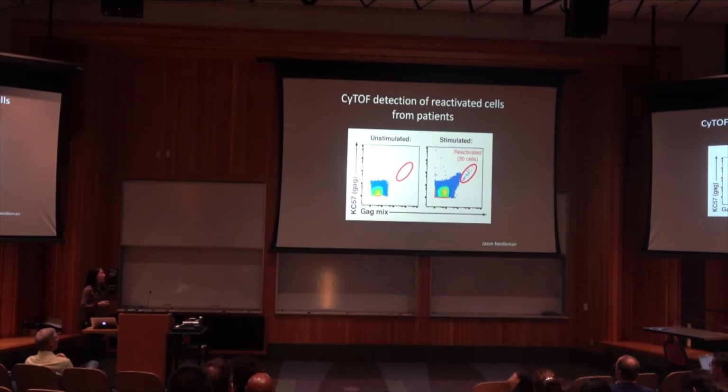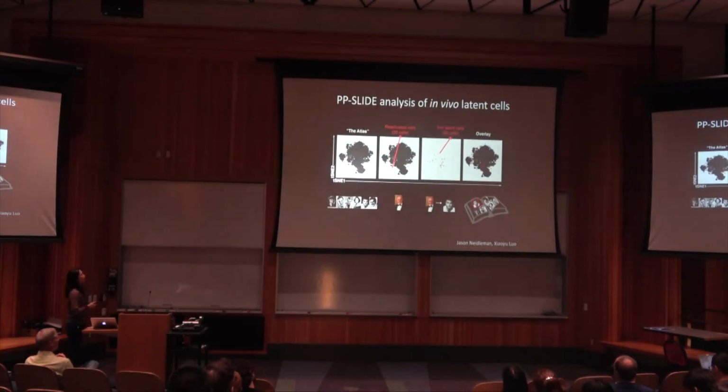What worked was essentially having multiple ways of detecting reactivated cells, basically having antibodies against HIV proteins on different channels and then finding the diagonal, because a lot of the background is stochastic; the chances of it appearing on two or three channels is pretty low. So this approach worked, and this is a natural patient sample where we can identify 20 reactivated cells after stimulation. This is one of the first patient samples that we analyzed.